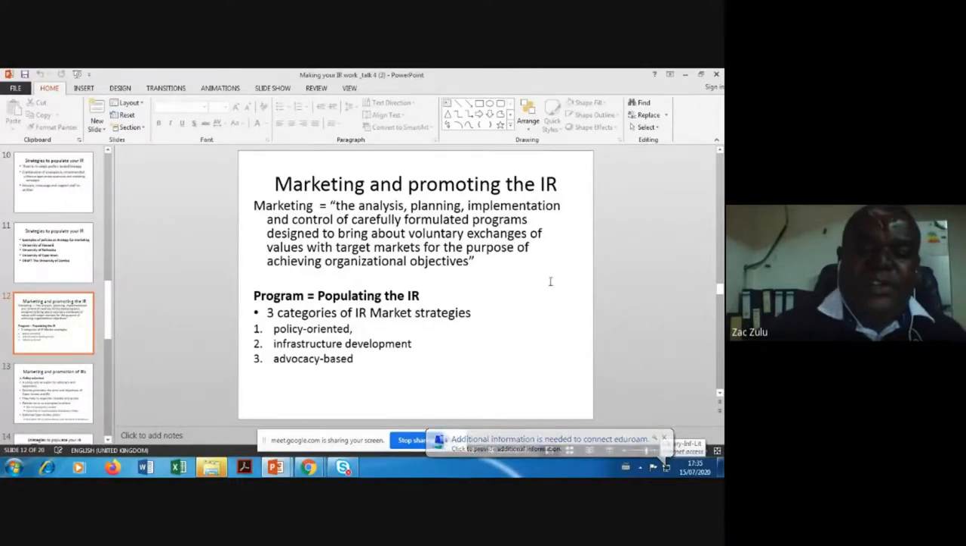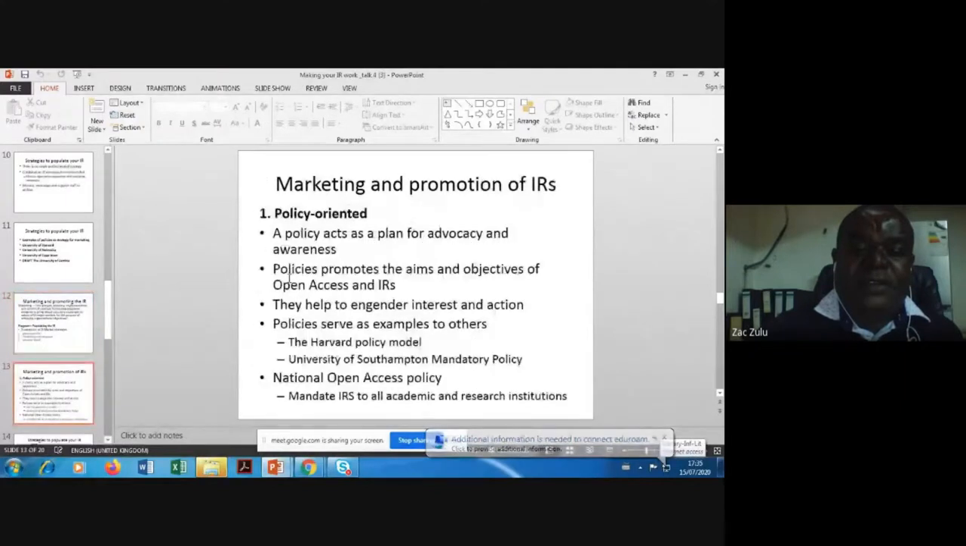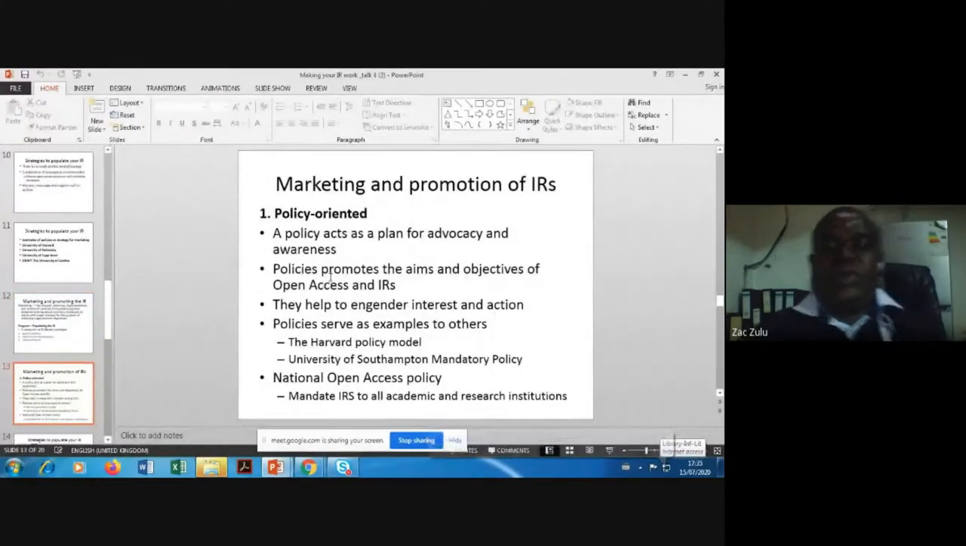So these are some of the strategies I've mentioned about the policy, because the policy will mandate everyone to archive in the IR. The policy also acts as a plan for advocacy and awareness. In our policy, all these factors have been taken care of, and we have even got the aims and objectives. It also serves as an example to others.